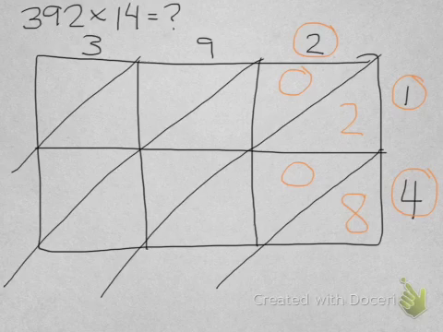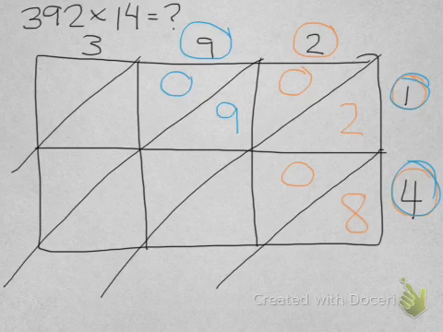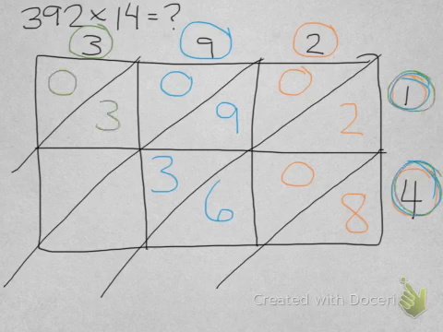All right. Now anything that I'm going to multiply with 9, I'll write in blue. 9 times 1 is 9. 9 times 4 is 36. Now moving over to 3, I'm going to use green to represent anything multiplied with 3. So 3 times 1 is 3, and 3 times 4 is 12.